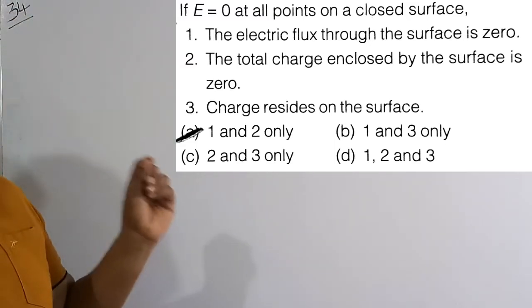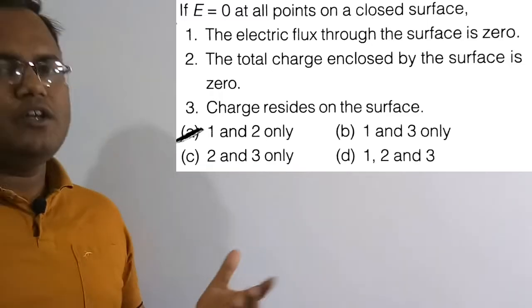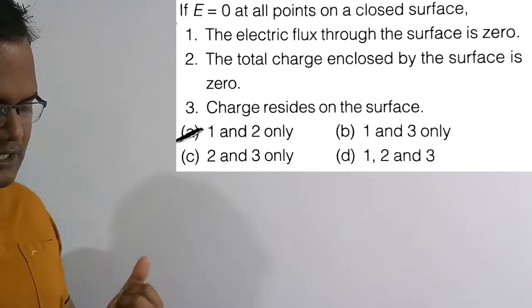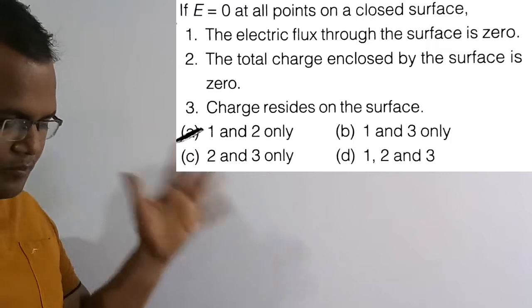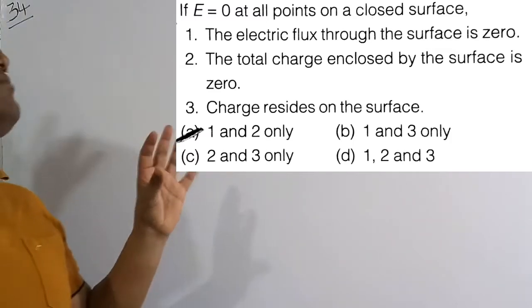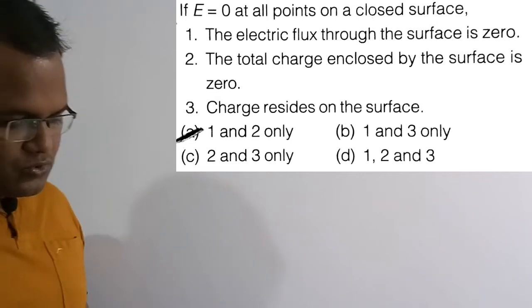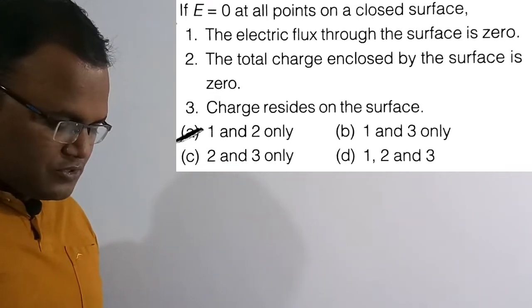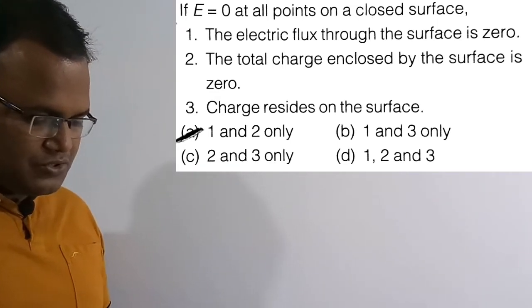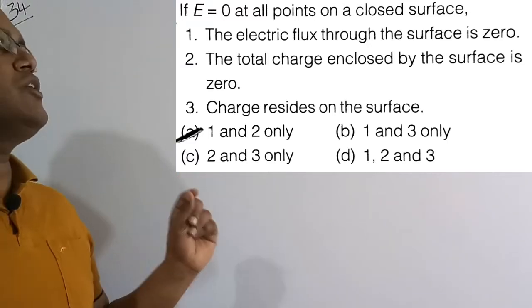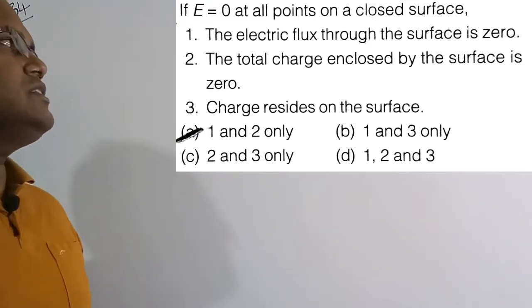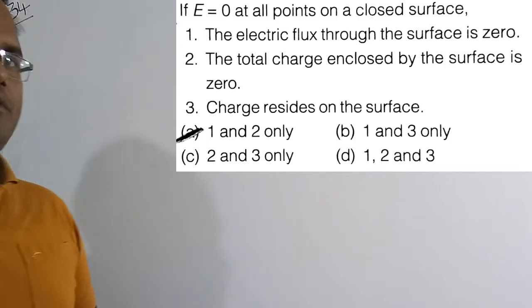Suppose the electric flux is equal to 0 on the surface, then what are we going to see? If E is equal to 0 at all the points on a closed surface, from this condition which of the things are going to be true out of 1, 2 and 3? Out of these four options, option A is the correct solution, meaning only 1 and 2 are going to be satisfied, but not the third one. Now I will solve this numerical.